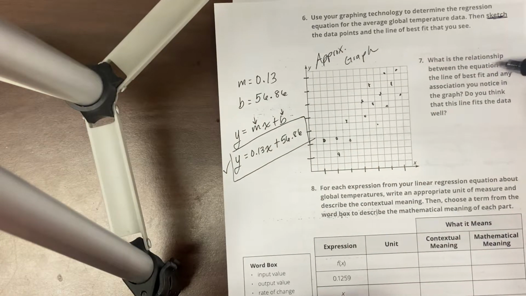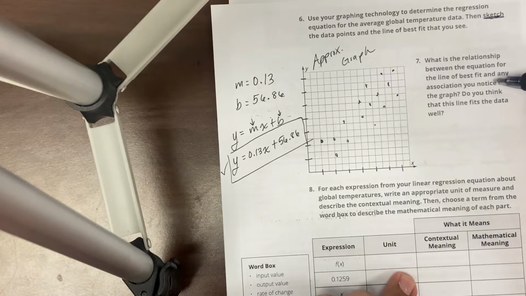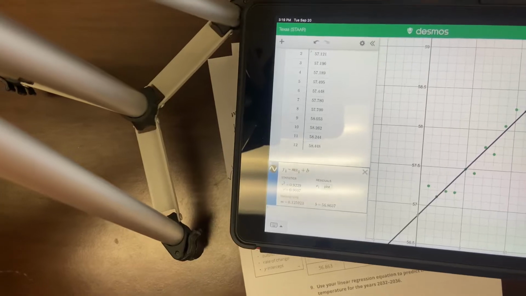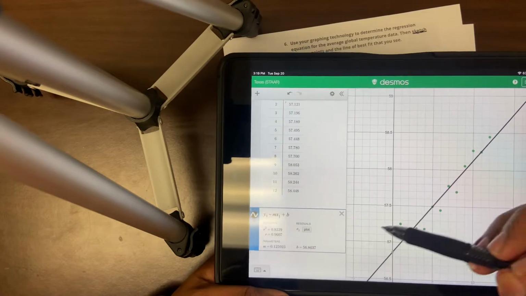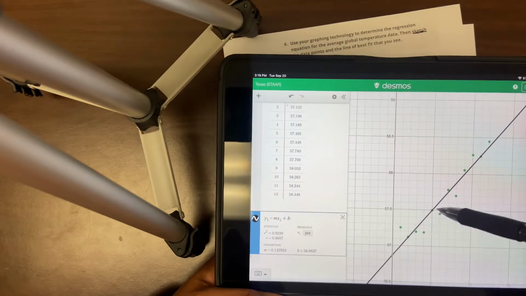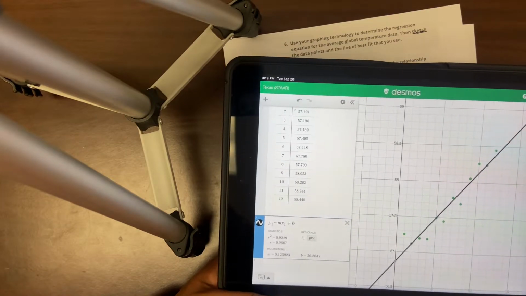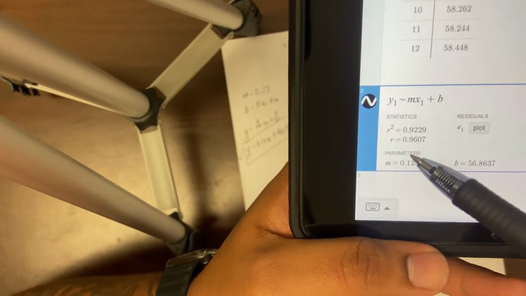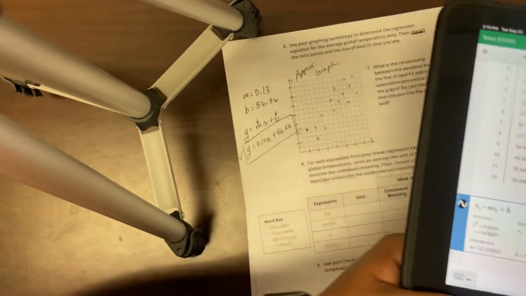What is the relationship between the equation for the line of best fit and any association you notice in the graph? Do you think the line fits the data? Yes. We just looked at this on my screen. Let me zoom out. We can see that we have our set of points with our line of best fit cutting through approximately an even amount. So we got the same on top, the same on the bottom, and some of them are even touching the line. And if we look at the correlation coefficient, our R value, 0.96 is a very strong correlation coefficient. So we're doing a great job.